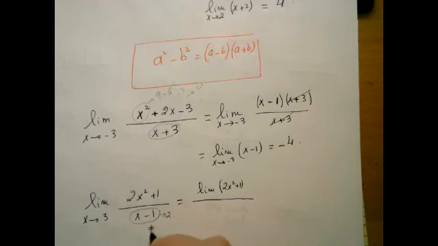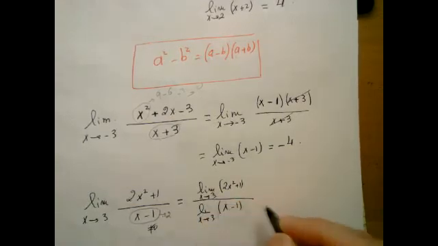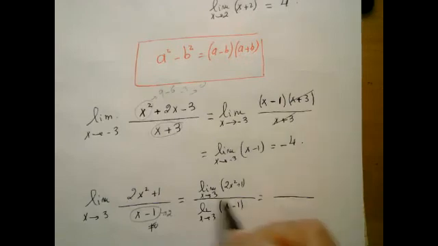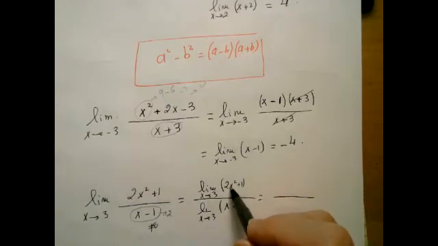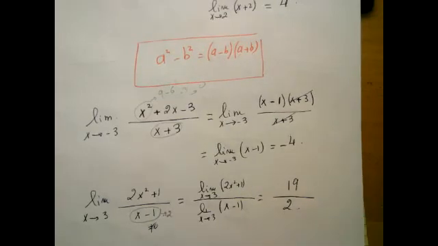Mainly because this doesn't go to 0. That's really why I can do that. As x becomes close to 3, this will give me 2 times 9, and that gives me 18. 18 plus 1, that gives me 19, and that gives me 2.